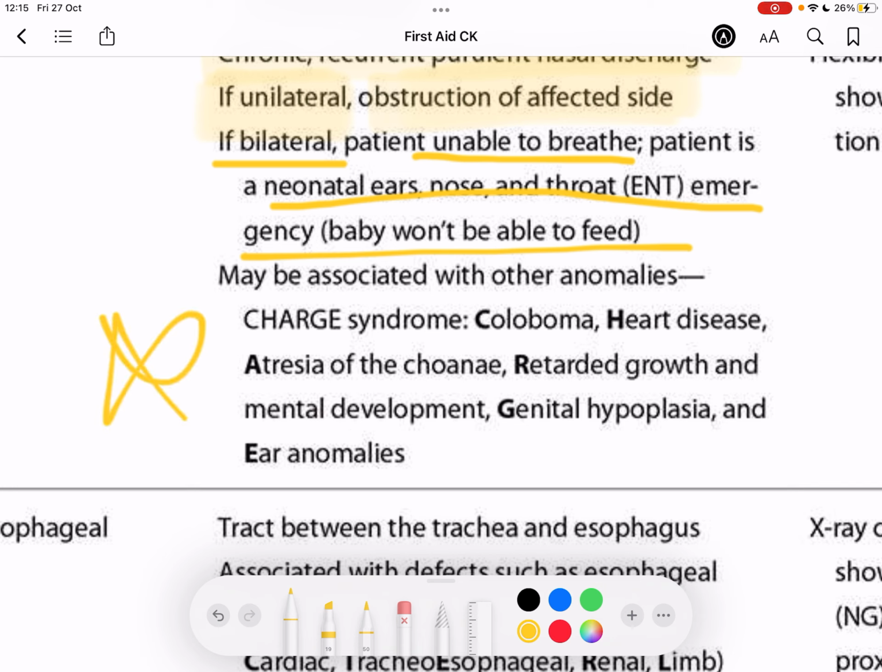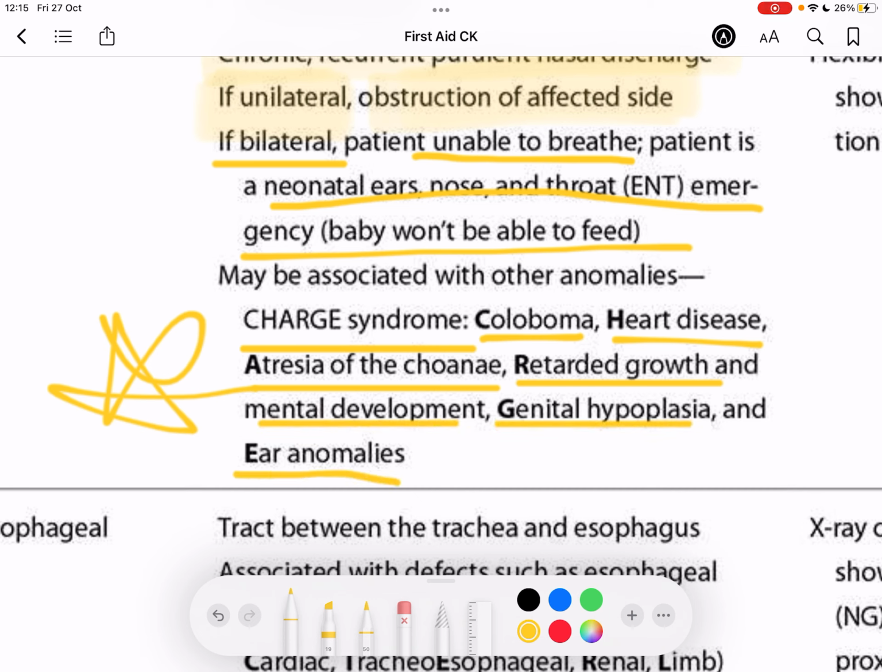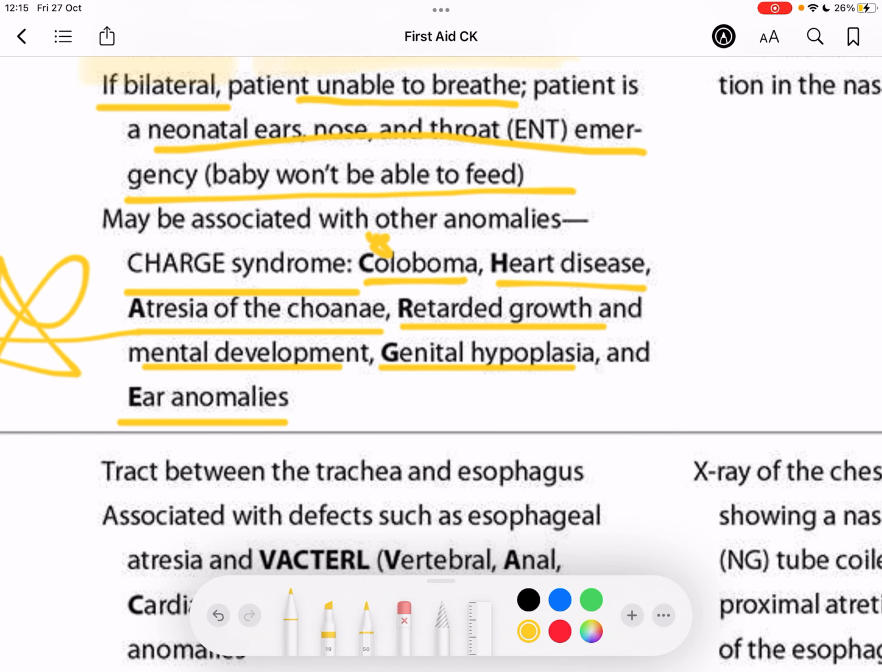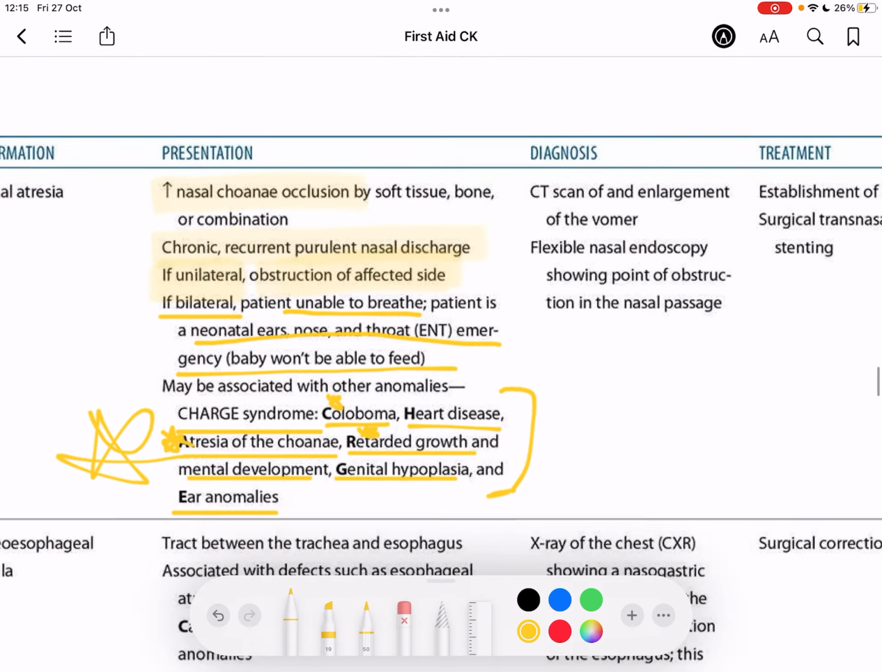It can be associated with the very famous CHARGE syndrome, which is not really a syndrome, it's more of an association disorder. But CHARGE stands for coloboma, heart disease, atresia of the choanae, retarded growth and retarded mental development, genital hyperplasia, and ear abnormalities, okay? So essentially what this means is that patients with colobomas and maybe retarded growth are also at increased risk of having a choanal atresia as part of that. So these are just associated diseases.